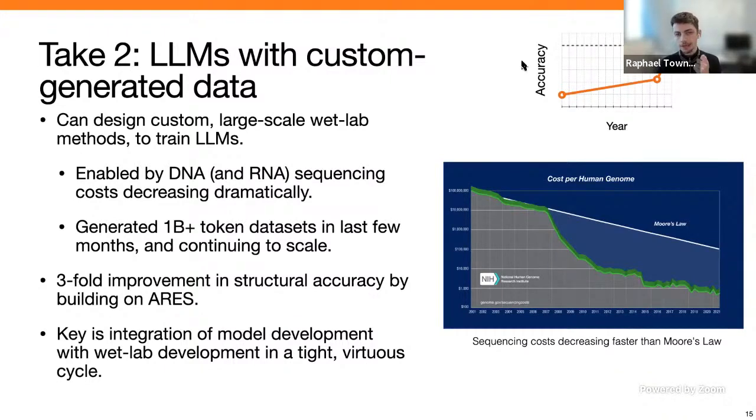We've actually designed these custom in-house wet lab techniques to generate huge amounts of data at this point, and are continuing to scale this. This is enabled at the end of the day by this dramatic decrease in the cost of DNA sequencing, which in fact is also RNA sequencing. The cost of DNA sequencing has been dramatically falling over the last couple of decades at a speed that's even faster than Moore's law, which is kind of crazy once you start thinking about that. That enables us, very uniquely, to start generating these very large sequence level data sets around DNA and RNA.